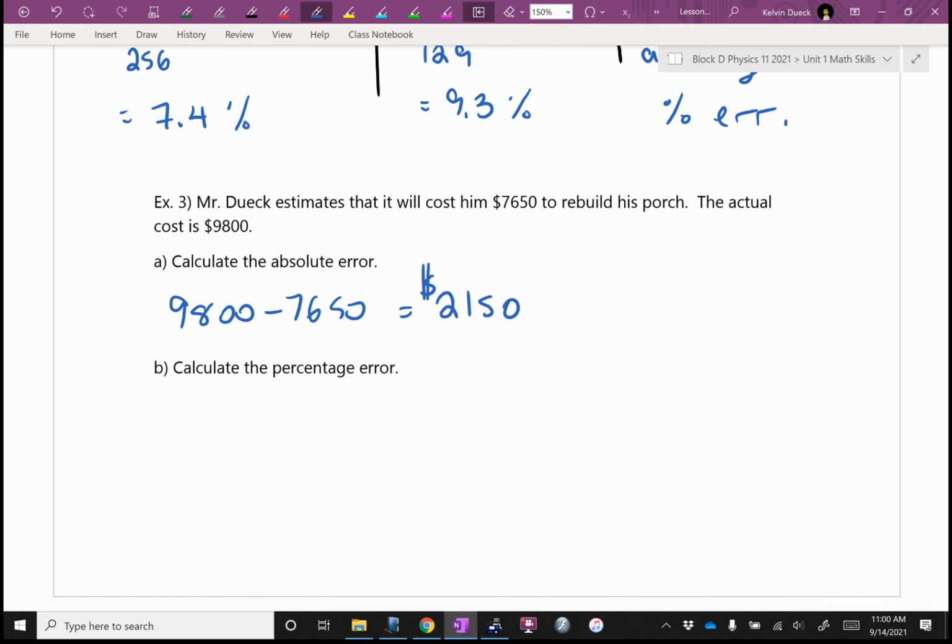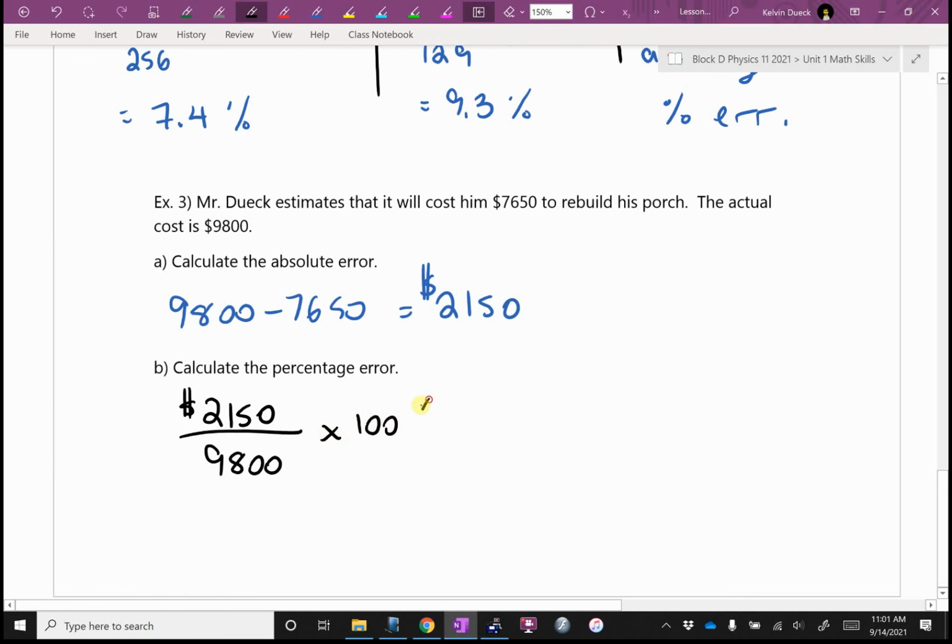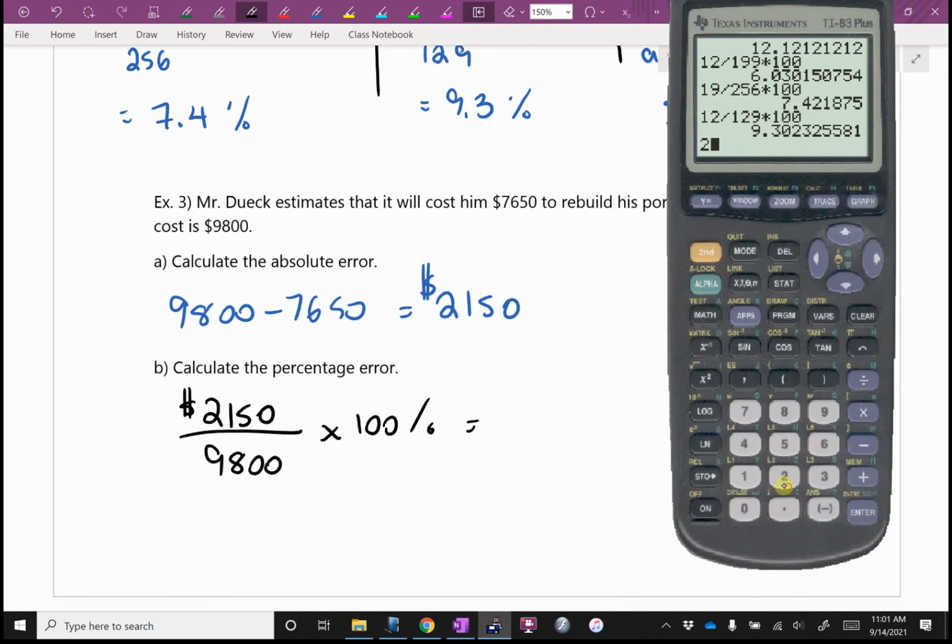Calculate the percentage error. Okay. It's going to be 2,150 divided by which is the correct value? 9,800 times 100%. 21.9%. Technically should go to 2 sig figs because of the 9,800. That's to 2 sig figs, but I'll go to 3%.